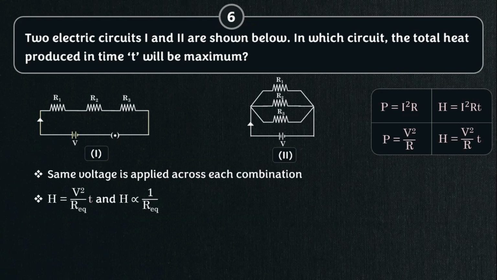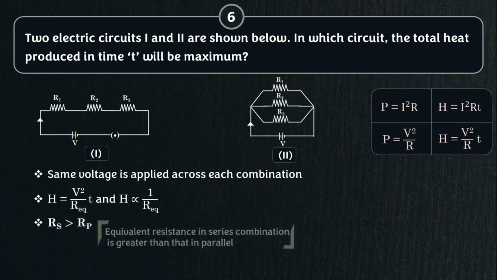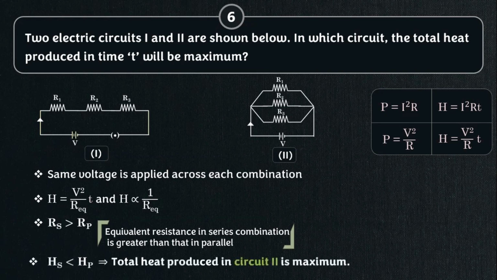So, we know that Rs is greater than Rp. Equivalent resistance in series combination is greater than that in parallel. So, Hs will be less than Hp, means the total heat produced in circuit 2 is maximum, which is the parallel combination.